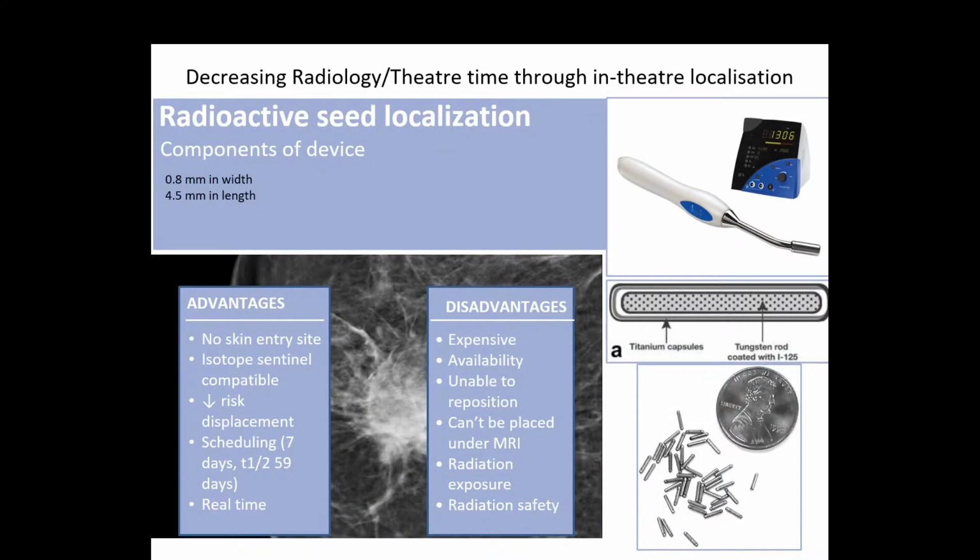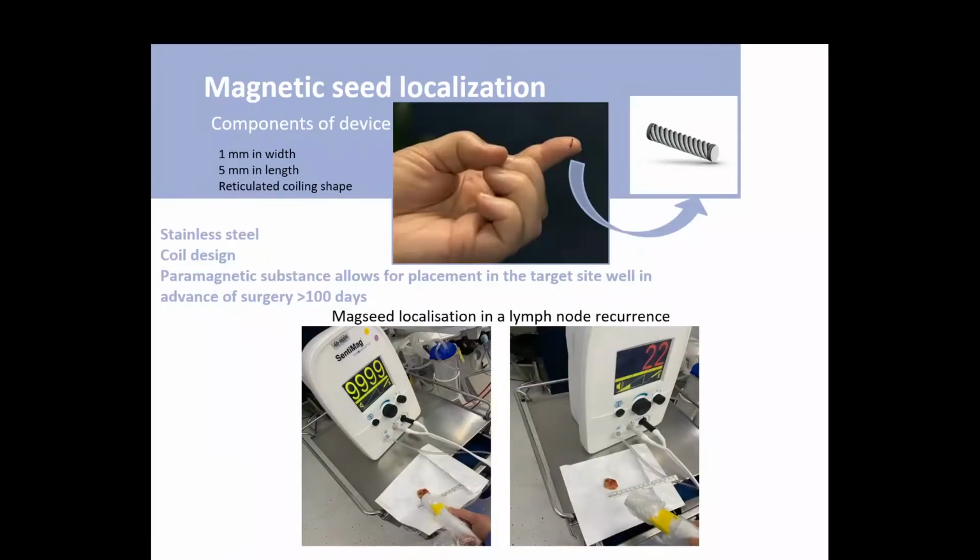So different ways of theatre localization are radioactive seed localizations, and what I like to use is magnetic seed localization. And you can place this in nodal recurrences, and we have a first in Africa paper on that. We can pick up a recurrent node, and here is 6 months down the line post chemo. You can pick out exactly where the tumor is. You can mark deep tumors.